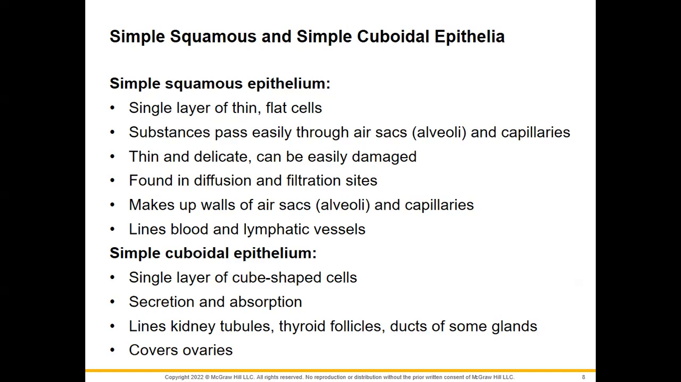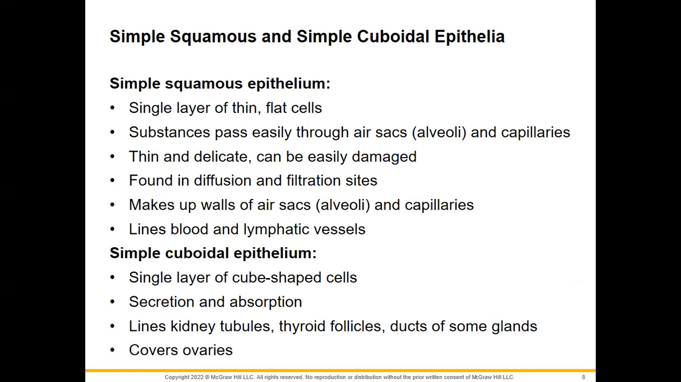Simple squamous epithelium is found in your diffusion and filtration sites. So anywhere in your body where you have substances that diffuse from one place to another, or you have a location where substances need to be filtered, you'll find simple squamous epithelium there. It also lines blood vessels and lymphatic vessels. So these are the vessels that are responsible for moving your blood and your lymphatic fluid throughout your body. Those vessels are lined in simple squamous epithelium.